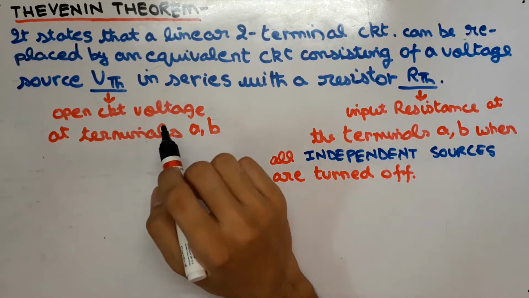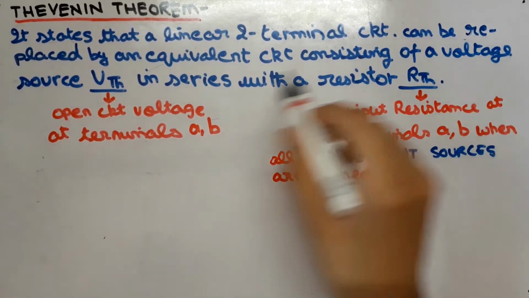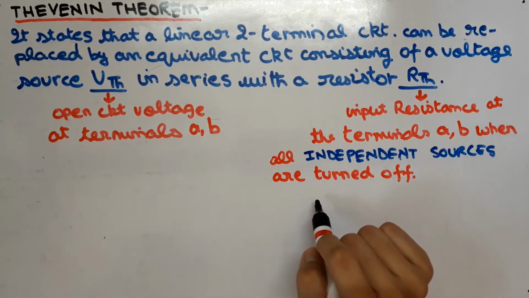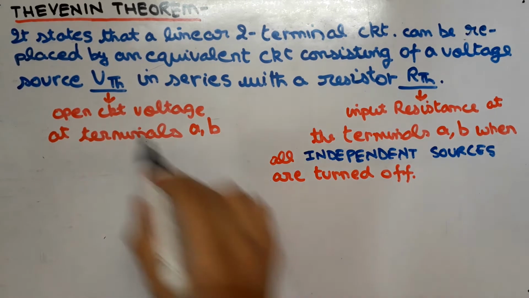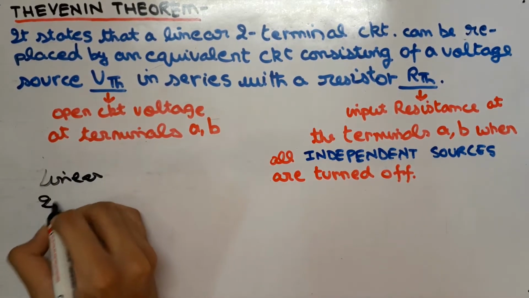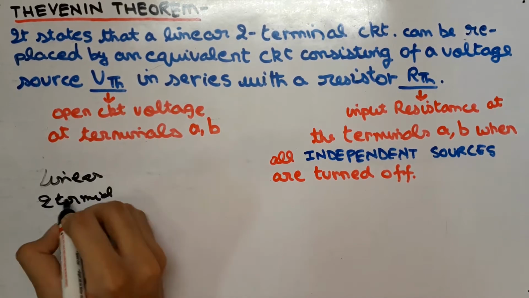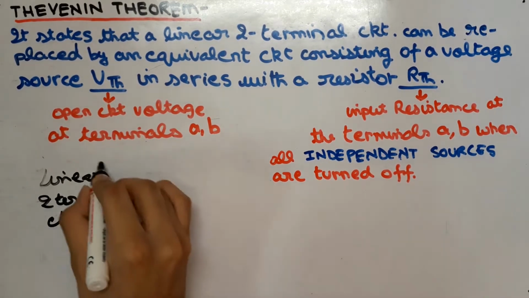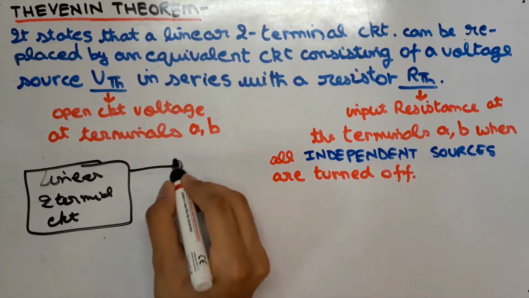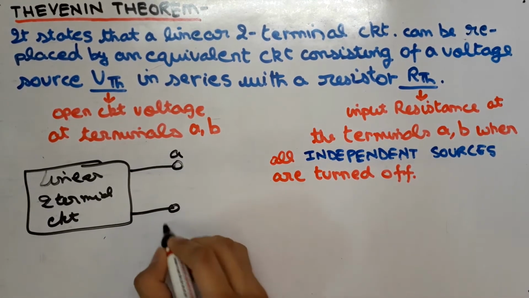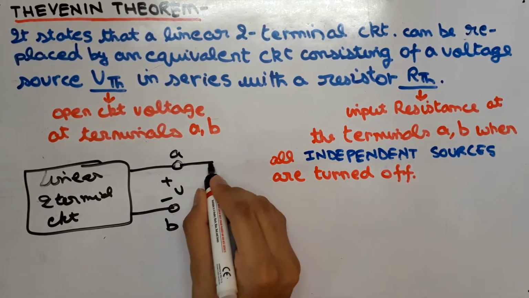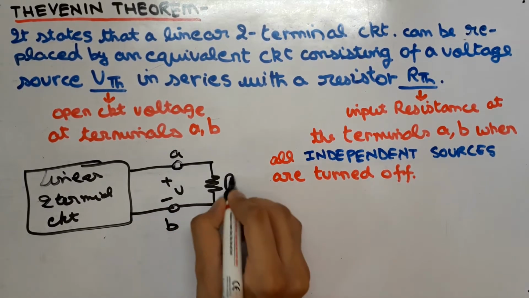Thevenin theorem states that a linear two-terminal circuit can be replaced by an equivalent circuit consisting of a voltage VTH in series with a resistor RTH. That is, the first line means that if a linear two-terminal circuit is given to us, consider it to be this circuit, and there are two terminals A and B, and this is the load, say a resistance RL.